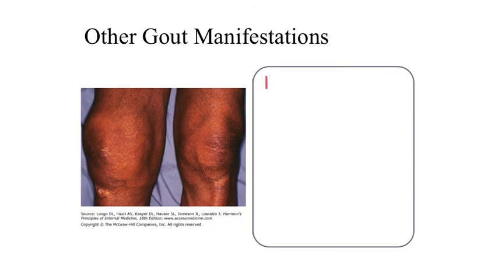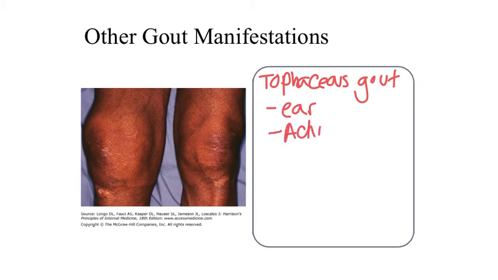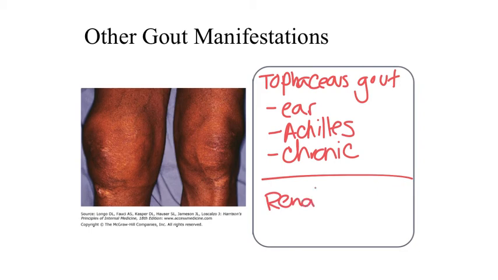There are other presentations of gout, one of which is called tophaceous gout. This is when the MSU crystals deposit in soft tissues like the ear or the Achilles tendon, and this typically signifies a more chronic stage of the disease, as opposed to the acute gouty arthritis I described previously. Another clinical presentation of gout can be renal stones, which is when MSU crystals deposit in the ducts of the kidneys and can cause some kind of kidney stone.